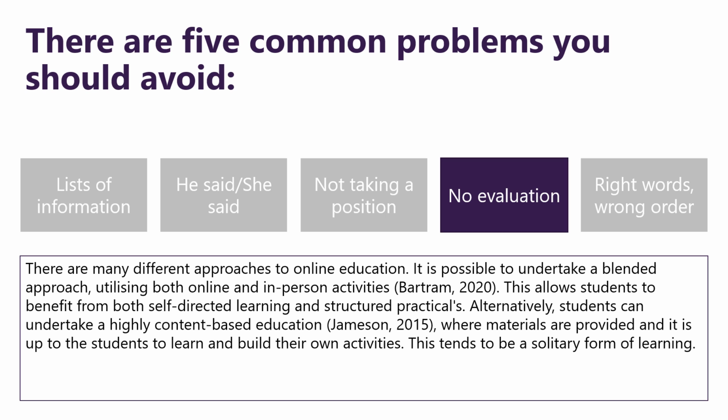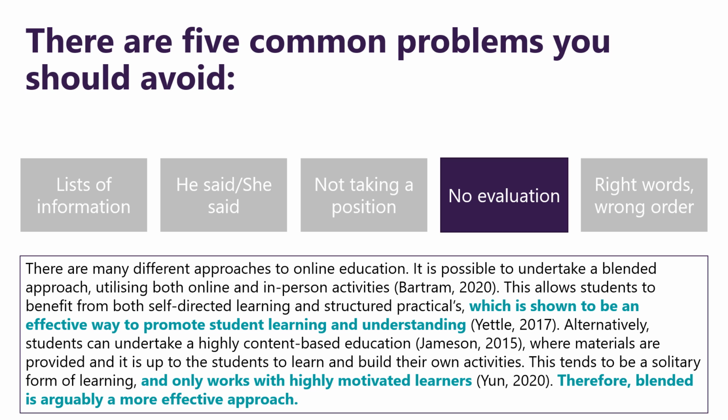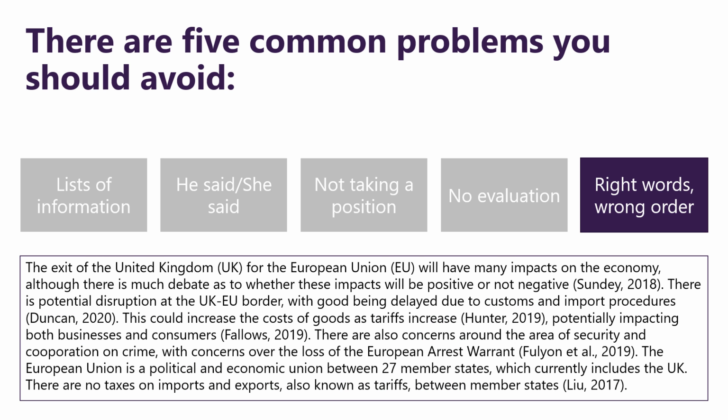Another issue with this example is that there's no evaluation. So it's presenting information from the literature, but not analysing what that means. Here we've got the same example, but with that analysis included. This is drawing inferences from the evidence that's much clearer to the reader as what you're trying to say. We can also combine this with the previous idea of taking a position. This is now a much stronger paragraph.